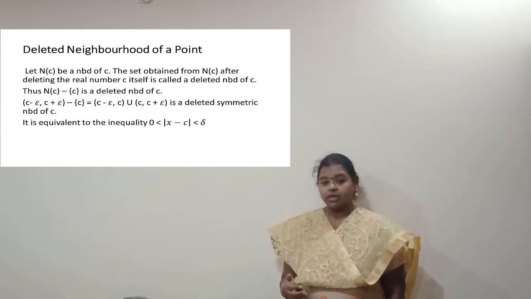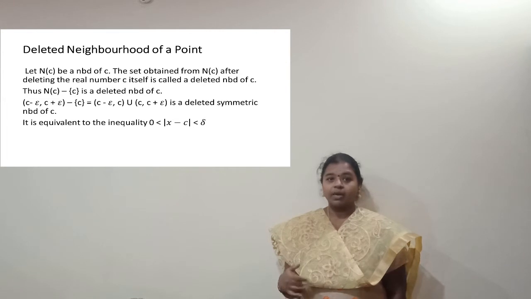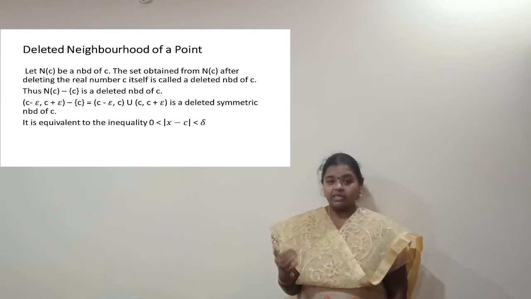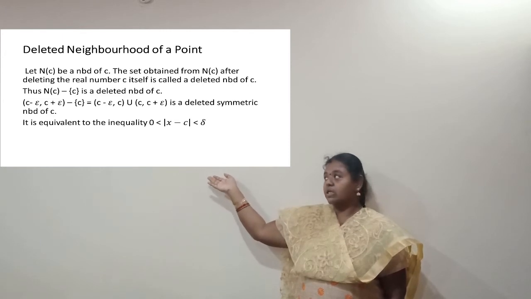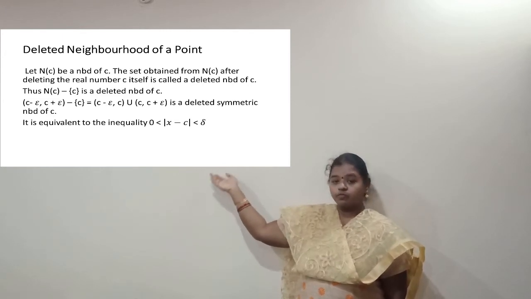So this can be written as (C minus epsilon, C plus epsilon) minus {C}, which equals the open interval (C minus epsilon, C) union (C, C plus epsilon). This is a deleted symmetric neighborhood of C.